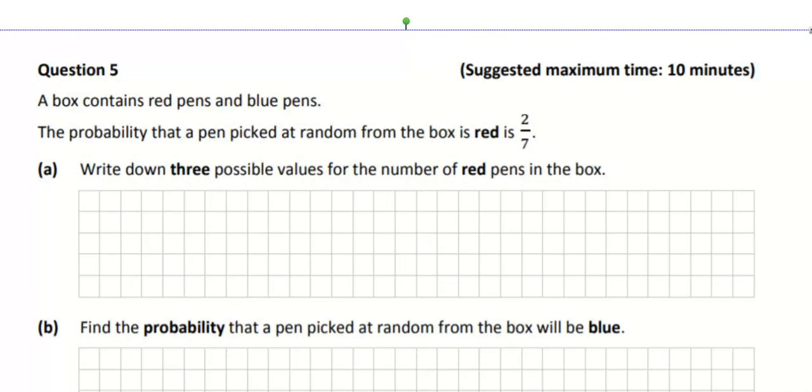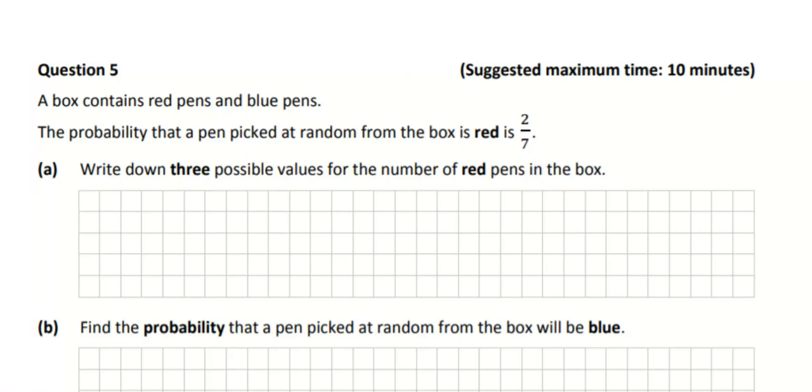Okay. Next part. We are going to do question 5. A box contains red pens and blue pens. The probability that a pen is picked at random from the box is 2 over 7 for red. Write down 3 possible values for the number of red pens in the box.